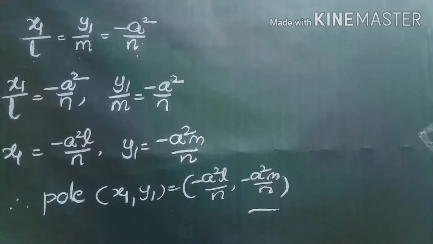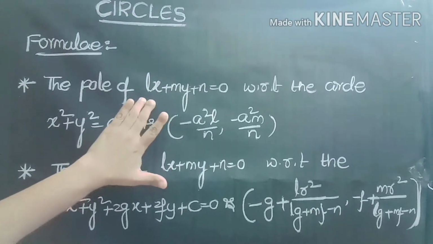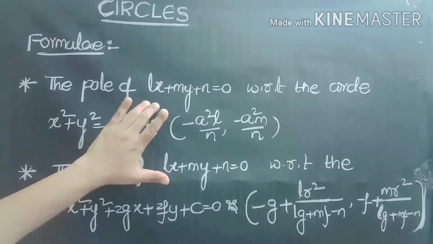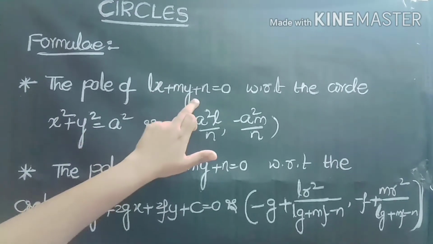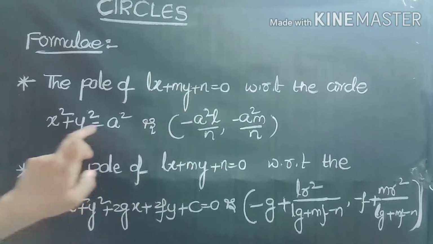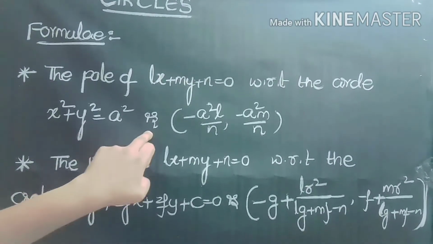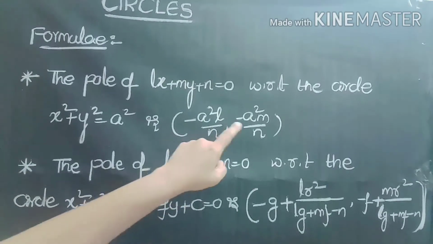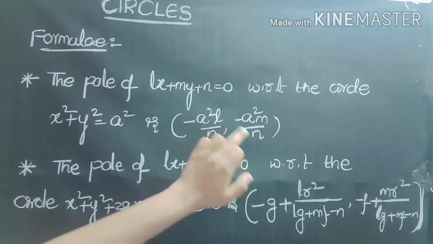That's all. Here are the formulas which are most important for IP, MCET and mains. First formula: the pole of the line Lx plus My plus N is equal to 0 with respect to the circle x square plus y square is equal to a square is minus a square L by n, minus a square M by n, the pole of the line to this circle.